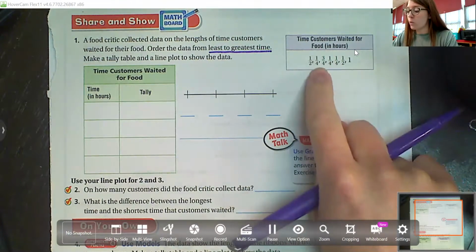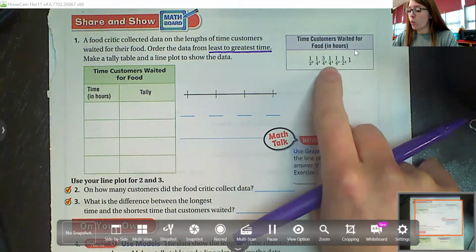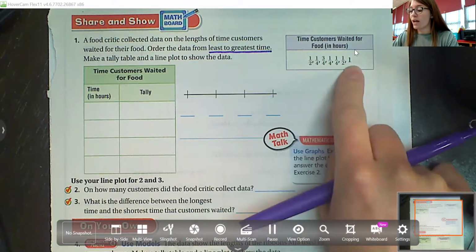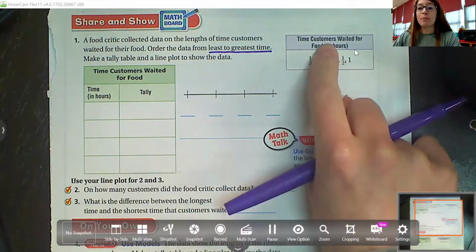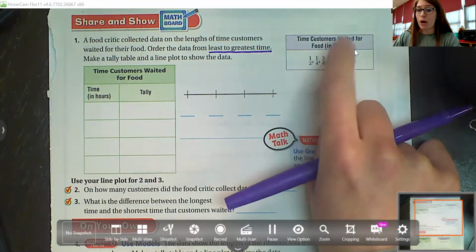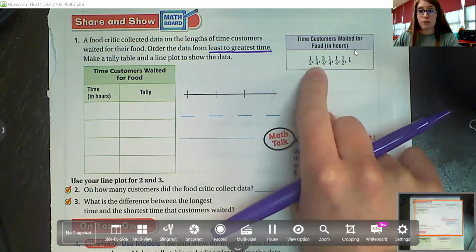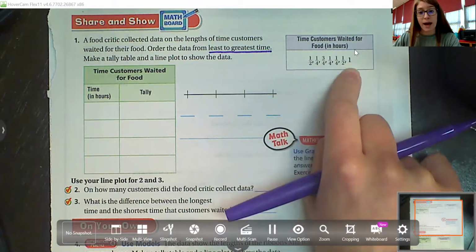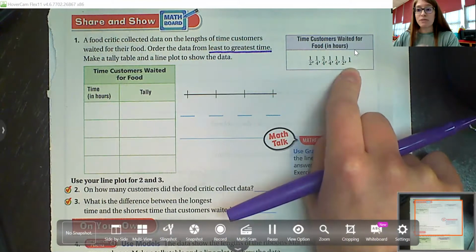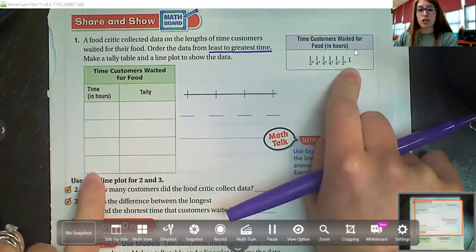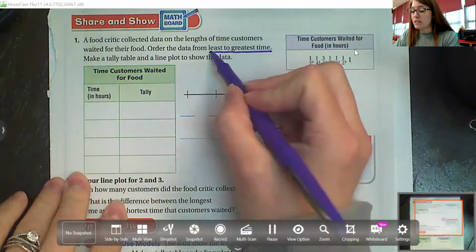We've got 1/2, 1/4, 3/4, 1/4, 1/4, 1/2, and 1. And this is the amount of time customers waited for their food in hours. So this would be 1/2 hour, 1/4 hour, 3/4 of an hour, and a whole hour. So what we have to do first is we're going to go ahead and create this tally chart. And we need to go from least to greatest.